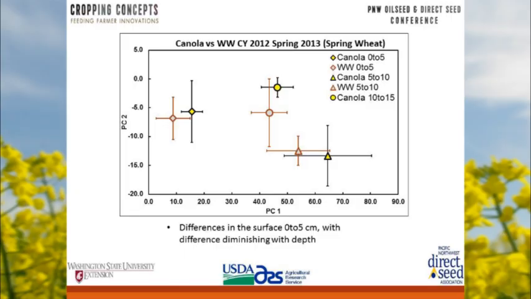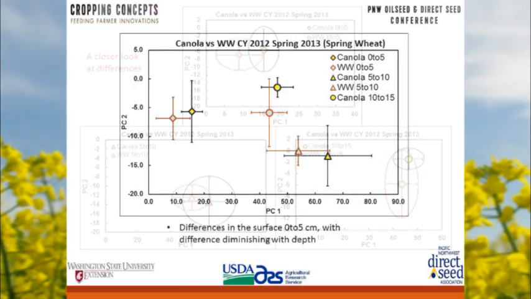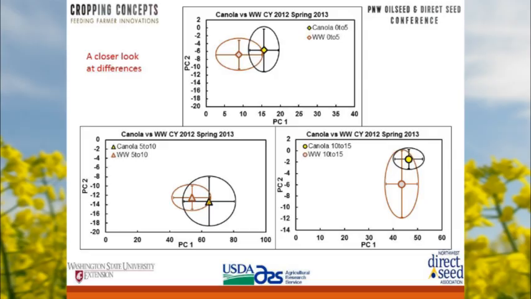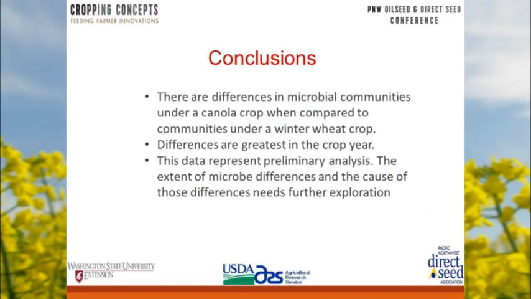The surface and 5 to 10 centimeter depth show a lot of separation. The lowest depth doesn't necessarily show a lot of separation. That's just because of the variability in the microbes under the winter wheat. There's a large error on the PC2 axis. So my conclusions from preliminary results are that, yes, there are differences.